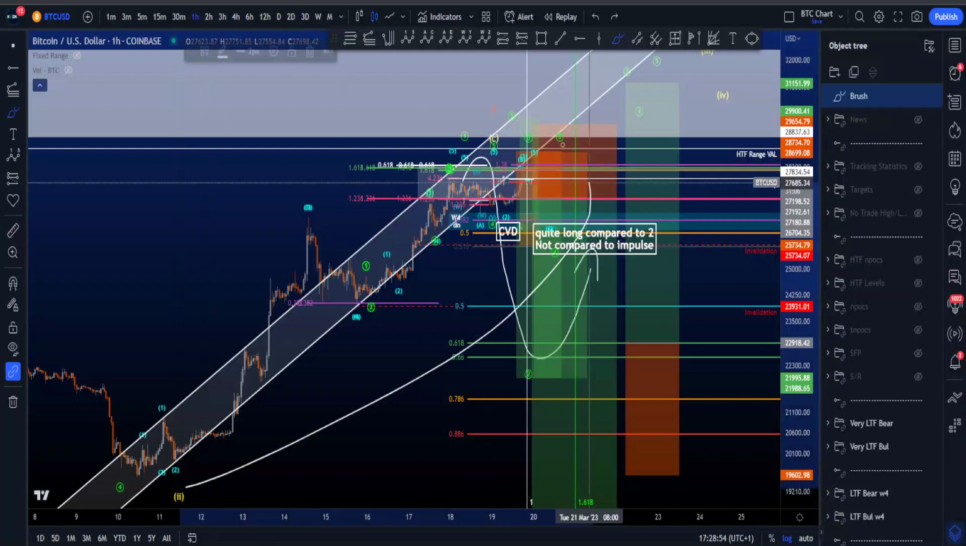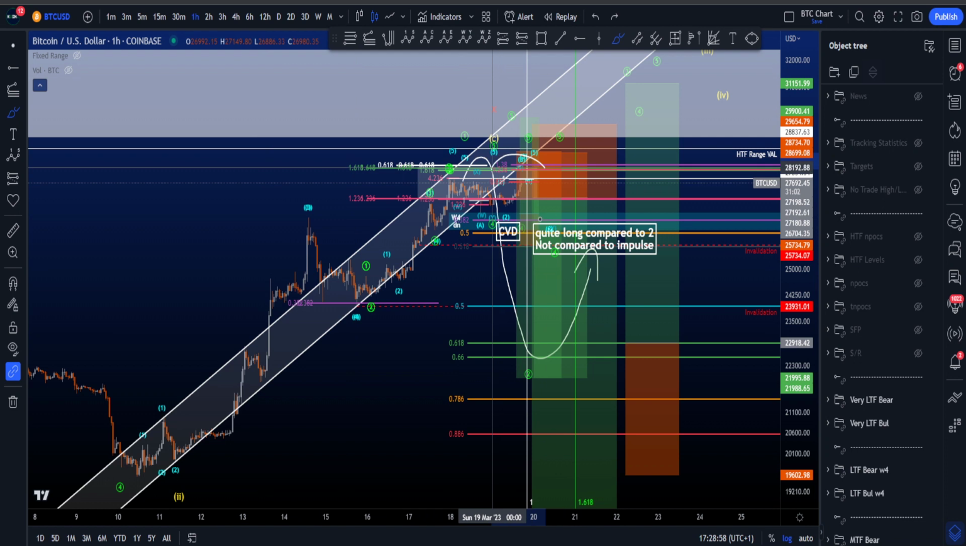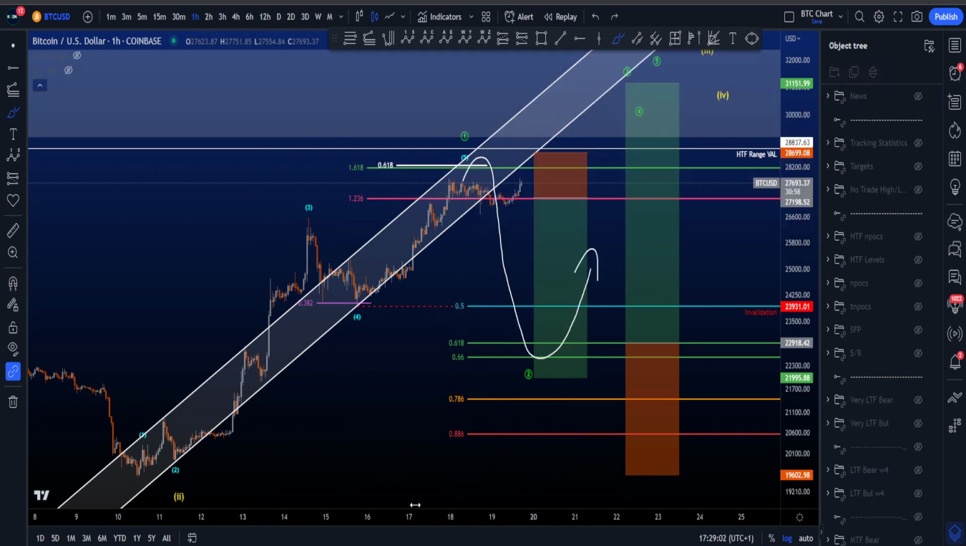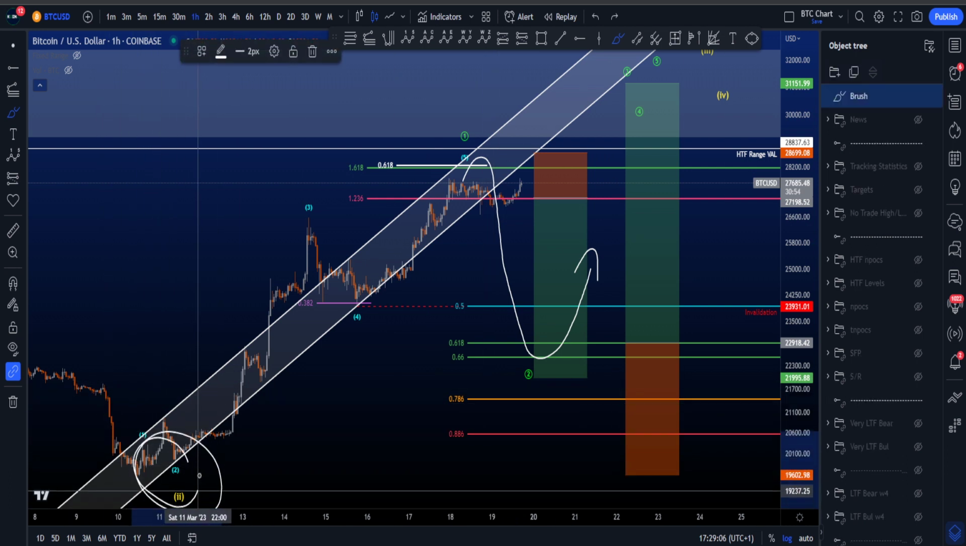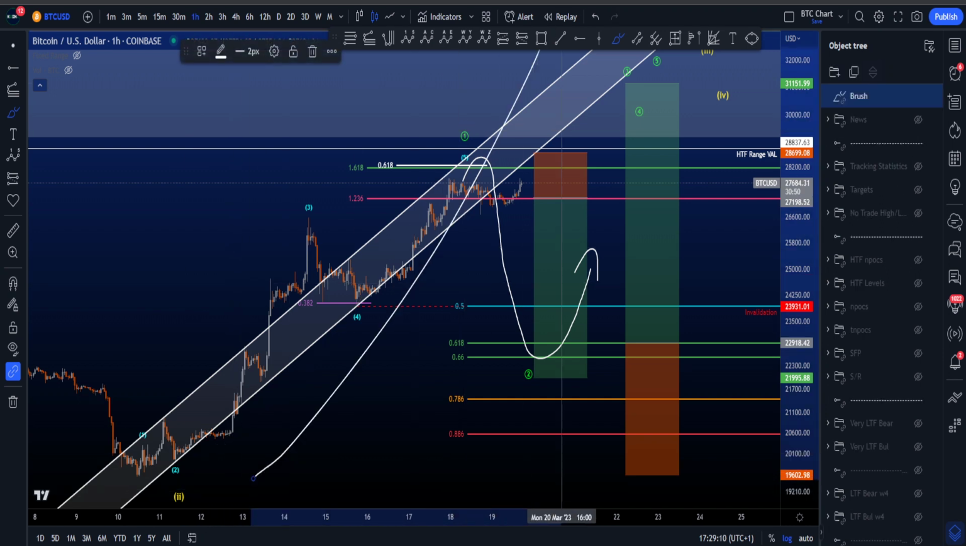Hi everyone, let's focus on this impulse here in this video where we go through the medium time frame, low time frame and very low time frame scenarios, including potential trading setups. So on the medium time frame, the bullish scenario is that this is the end of a higher time frame wave 2 and we are now in wave 1 of a bigger wave 3.